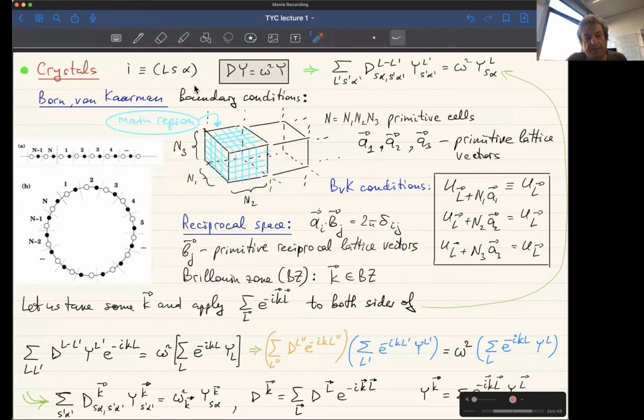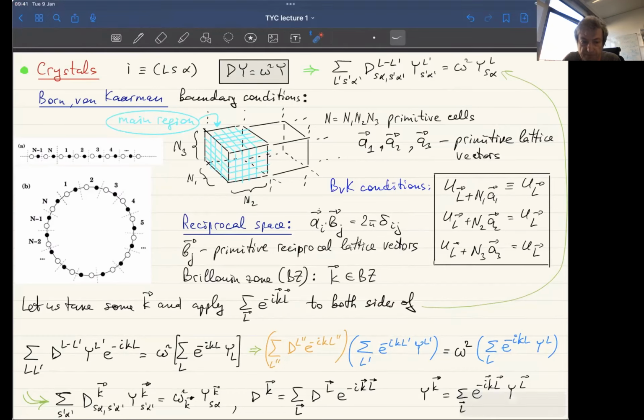So any degree of freedom in a crystal is given by this triple index. L identifies the unit cell, S the atom within that unit cell, and alpha the position. And if we now write the eigenproblem for the dynamical matrix D, remember we have D y equals omega squared y. Now, if we write this explicitly, it would look like this. And the matrix D would appear with the indices L and L prime in the difference, as I explained before.